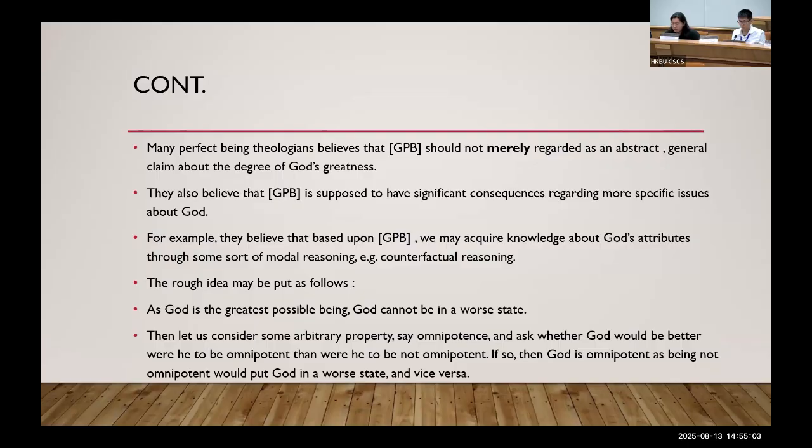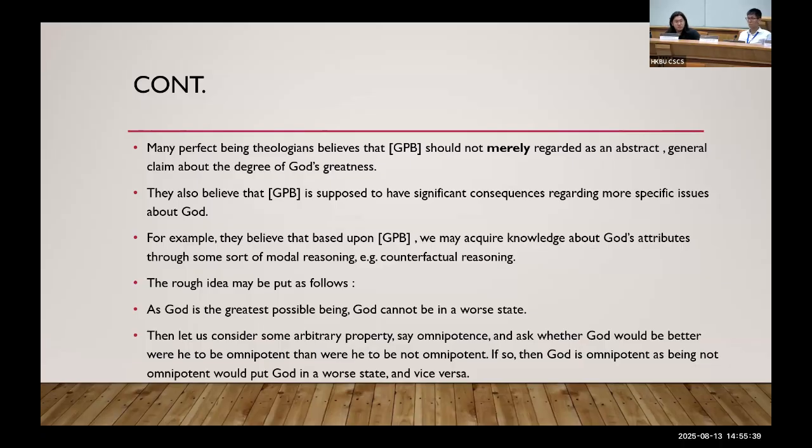Many perfect being theologians believe that GPB should not merely be regarded as an abstract general claim about the degrees of God's greatness, but they also believe that GPB is supposed to have significant consequences regarding specific issues about God. For example, they believe that based on GPB, we may acquire knowledge about God's properties through some sort of modal reasoning, for example, some counterfactual reasoning.